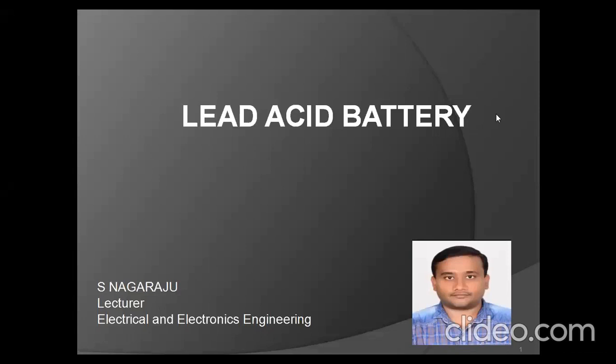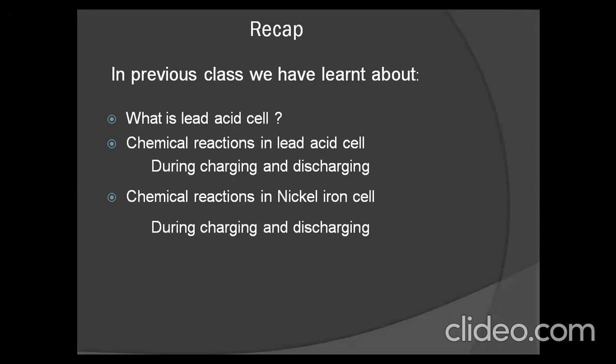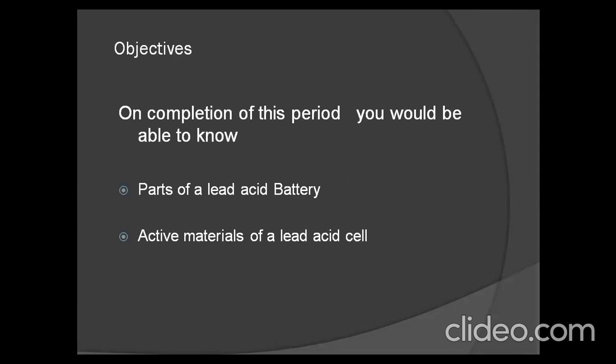Today I am going to explain the lead acid batteries topic. In my previous video, I explained what a lead acid cell is, the chemical reactions in lead acid cells during charging and discharging, chemical reactions in nickel iron cells during charging and discharging, and finally chemical reactions in nickel cadmium cells during charging and discharging. Today, the main objective of this video lesson is the constructional details of the lead acid battery, meaning the parts of the lead acid battery. I am going to explain the active materials of lead acid cells, and suitable materials for separators and containers.